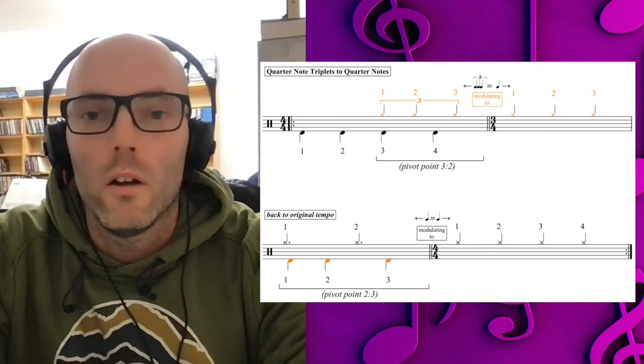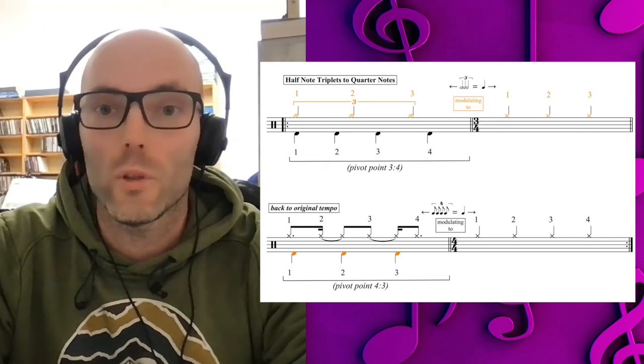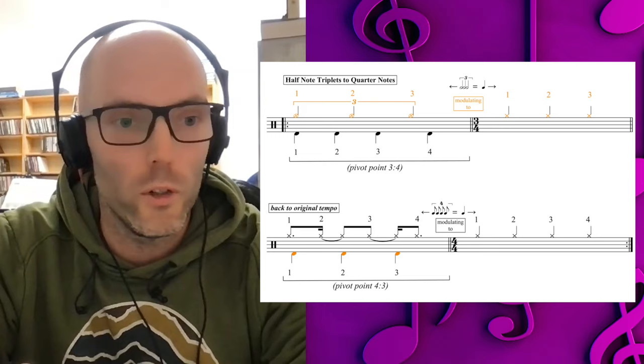Or another example, what happens if we take the half-note triplets as new quarter notes. Let's check it out on the next slide. Half-note triplets are modulating to quarter notes by using polyrhythmic pivot point 3 over 4.